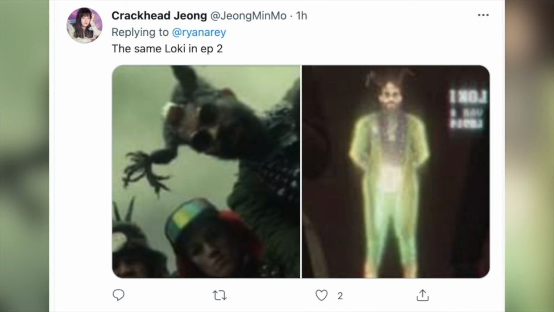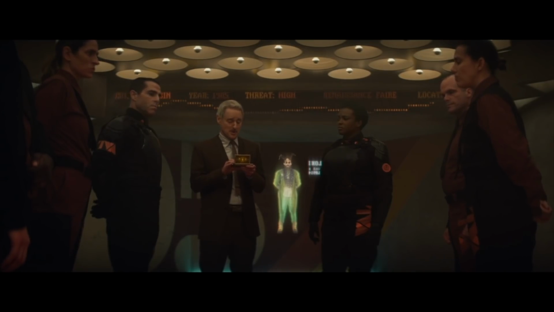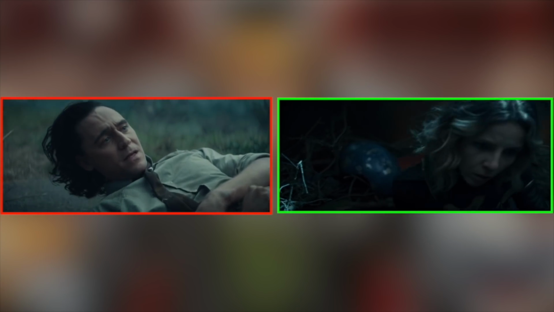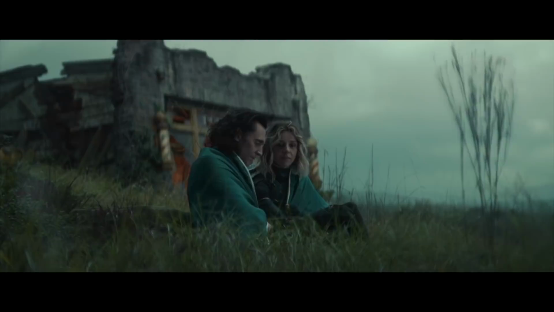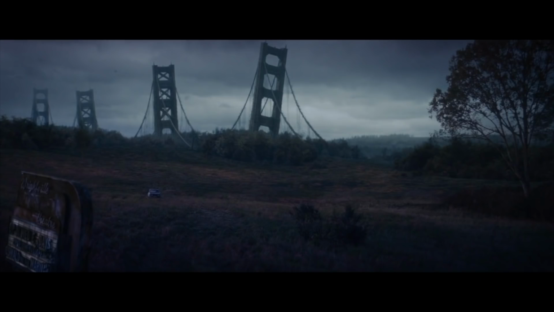And Crackhead Zhang points out that this guy is a Loki variant that we saw hinted at in episode 2. There are also matching shots of Loki and Sylvie looking up at their new predicament, as one of the many ways the show uses visuals to link these two characters together and show us that they have a special bond. God of Biscuits on Twitter pointed out that the two bridges are the Golden Gate and the Bay Bridge, but they're mashed together like they were built to be part of the same bridge.